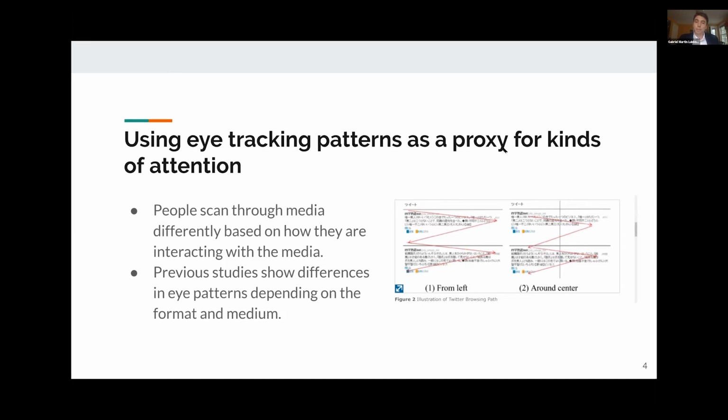So this eye tracking allows us to figure out what sort of attention people are paying to any sort of media, not just social media. People scan through a piece of media differently depending on how they're interacting with it, what they're trying to gain from it, how long they're spending with it. So people might spend a lot of time with some text or move quickly from picture to picture if they're not really paying a lot of attention.